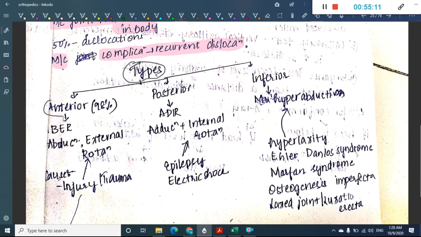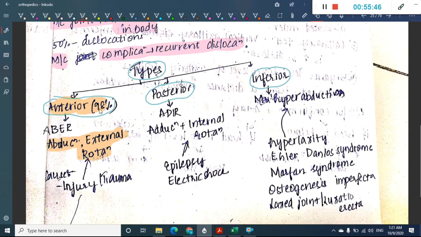What are they? We have three types of shoulder dislocation, that is anterior dislocation, which is most common, seen in 98% of patients. Then we have posterior dislocation, then we have inferior dislocation. Anterior dislocation is ABR, that is abduction and external rotation. It is most commonly seen due to injury or trauma.